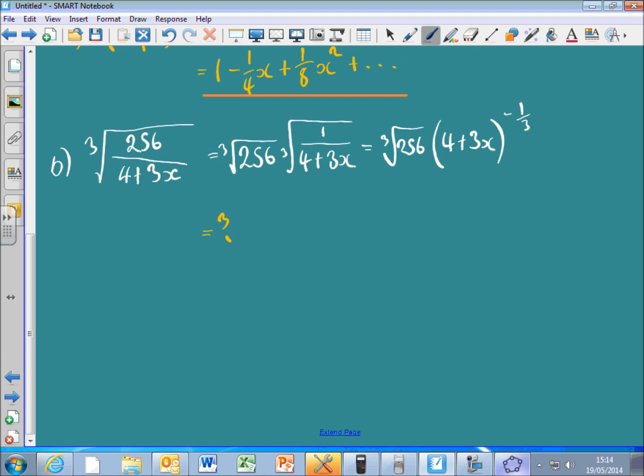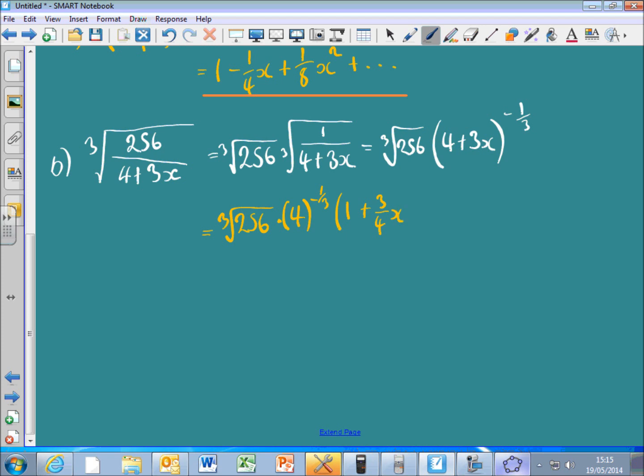I'm going to keep the root 256 there, and I want to take a 4 out of that bracket. How do I do that? Because this is a whole bracket to the power of minus a third. Okay, so if I want to take a 4 out of it, let's put a dot and multiply. I don't just take a 4 out. I take 4 to the minus a third out, and then I'm allowed to. And then inside here I would have that.